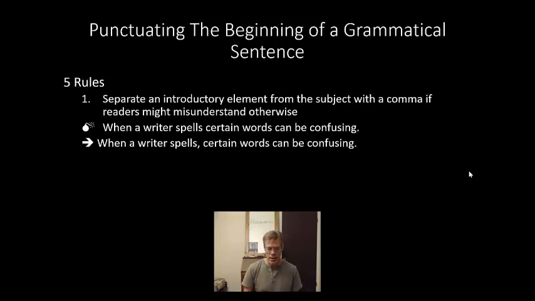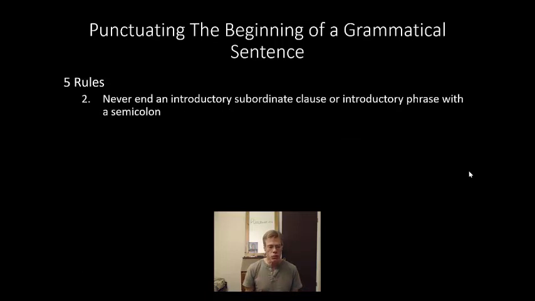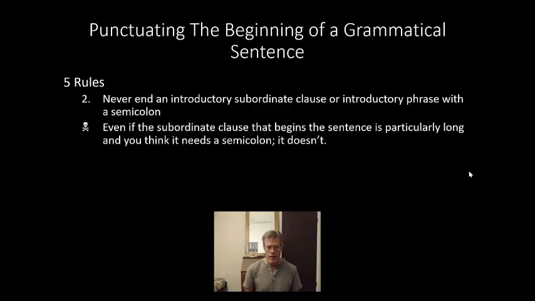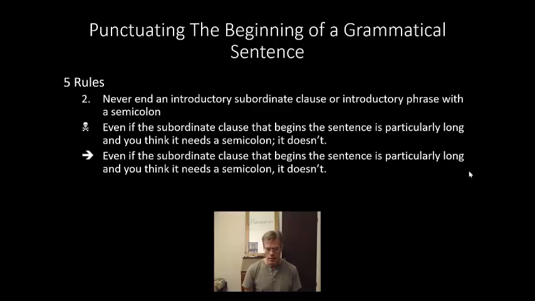The correct way to do this would be to put a comma after spells so the reader doesn't have that chance to misunderstand. Second rule, never end an introductory subordinate clause or introductory phrase with a semicolon. So this one has the skull and crossbones, meaning that this is just wrong. This is a grammatically incorrect way to punctuate. Even if the subordinate clause that begins the sentence is particularly long and you think it needs a semicolon, it doesn't. The way to do this, obviously, would be with a comma instead of a semicolon.